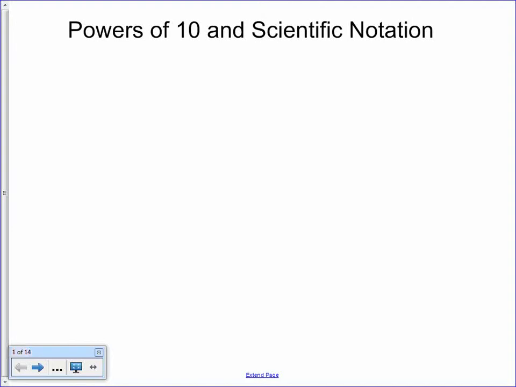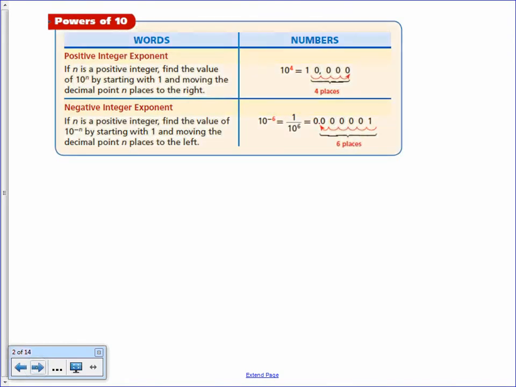In this video, we're going to be talking about powers of 10 and scientific notation. So powers of 10, you're going to see 10 to either a positive number or a negative number, so a positive or negative exponent.